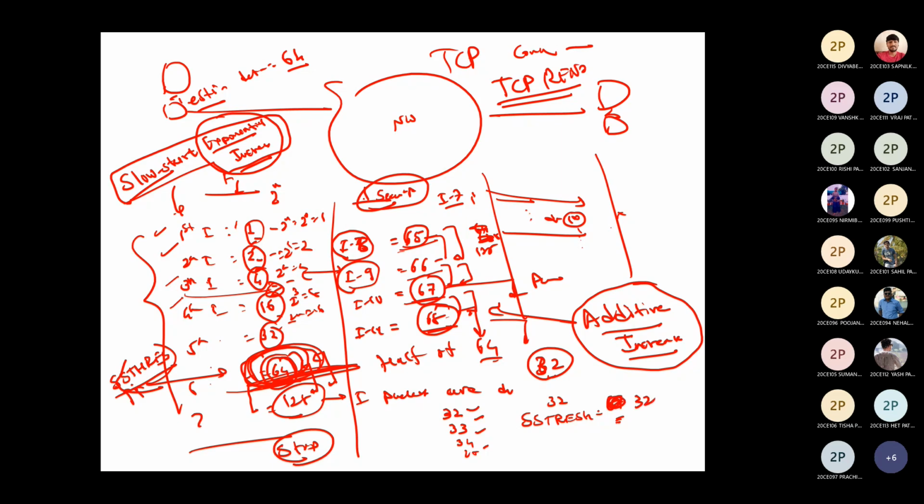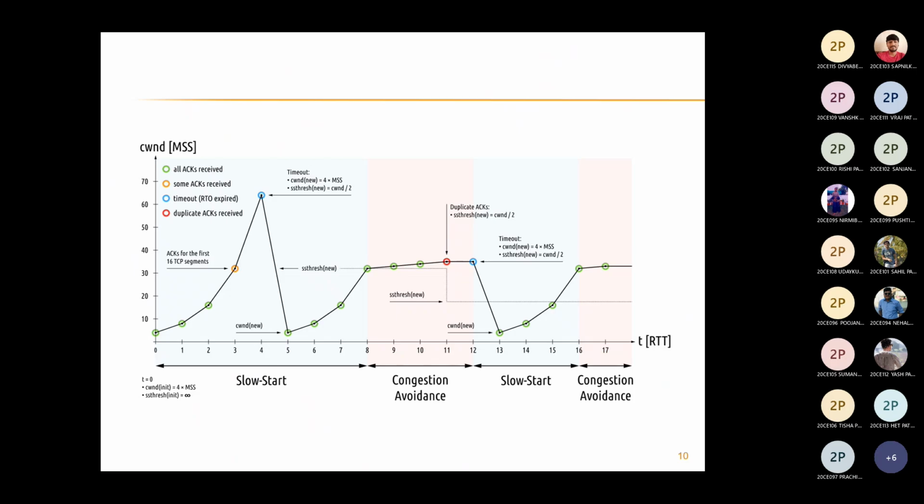So now let's check SS thresh and all this stuff with respect to this example. This is an example of TCP Reno, a very older version of TCP Reno. Reno has two versions, TCP Reno and TCP New Reno. So right now we are going to look at TCP Reno. So this is 1, 2, 4, 8.